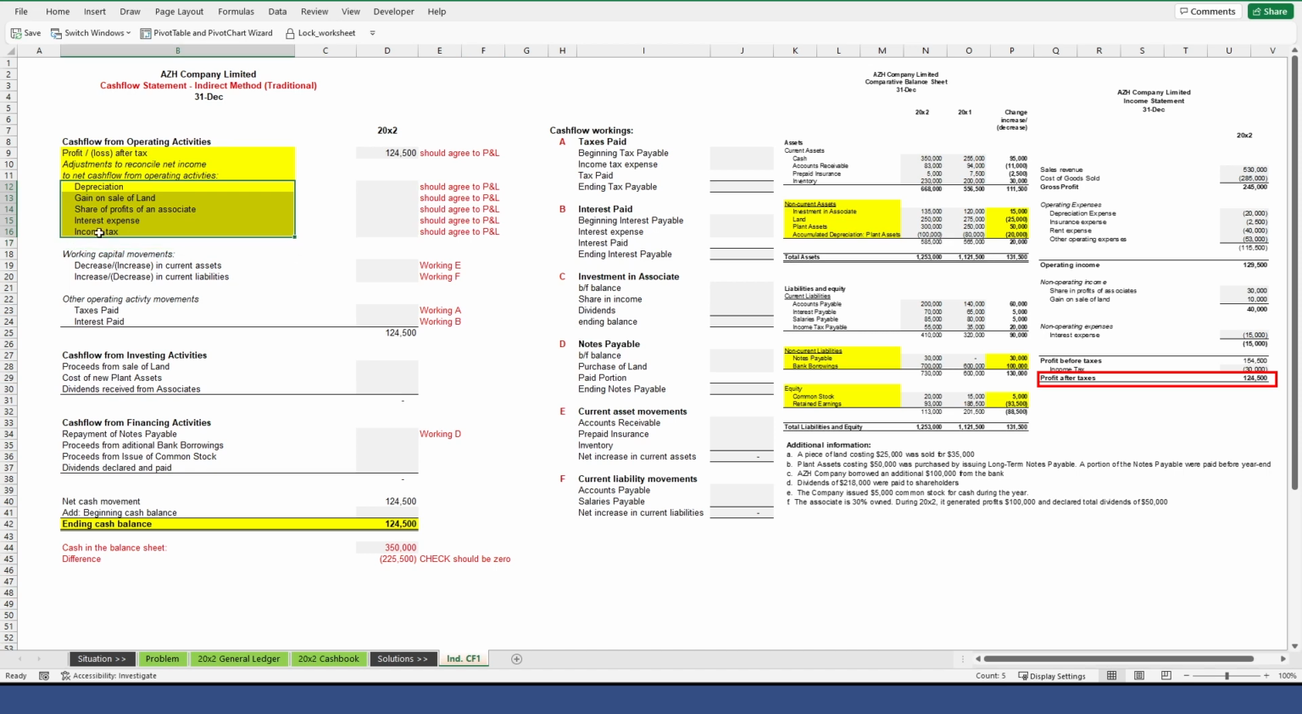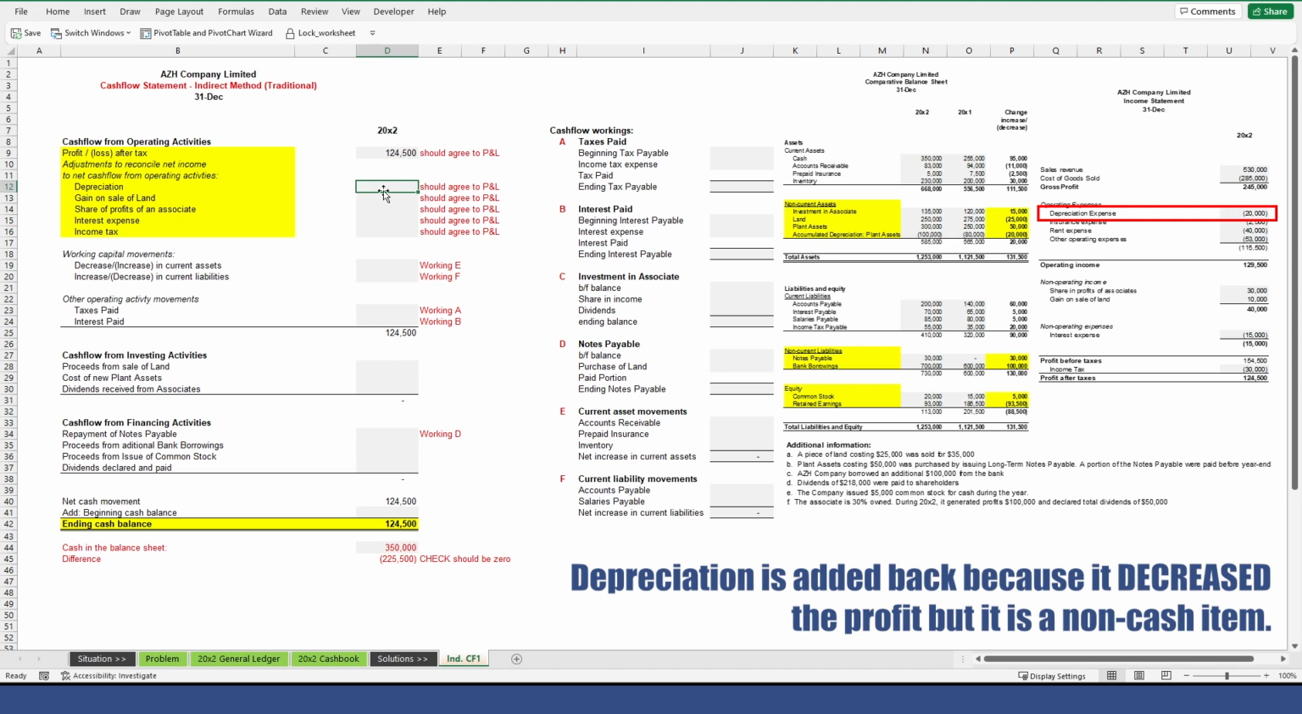This section right here, you have to remember that whatever amount you put, it should be the reverse of what's in the income statement. For example, for the depreciation, we know that the depreciation during the year is 20,000. It is a negative in the income statement because it's an expense account, meaning in this 124,500, the 20,000 was deducted, so we have to add it back. So now it's going to be a positive 20,000.